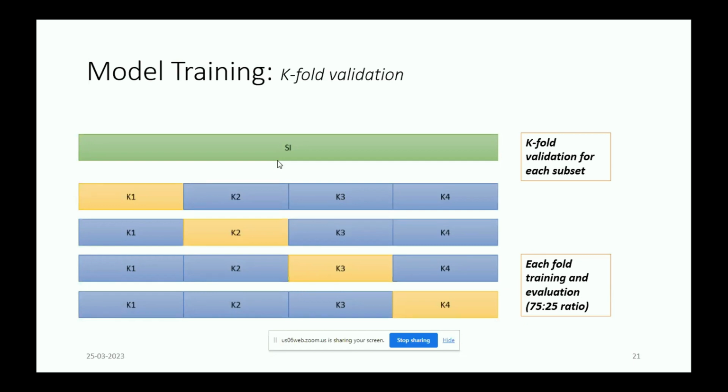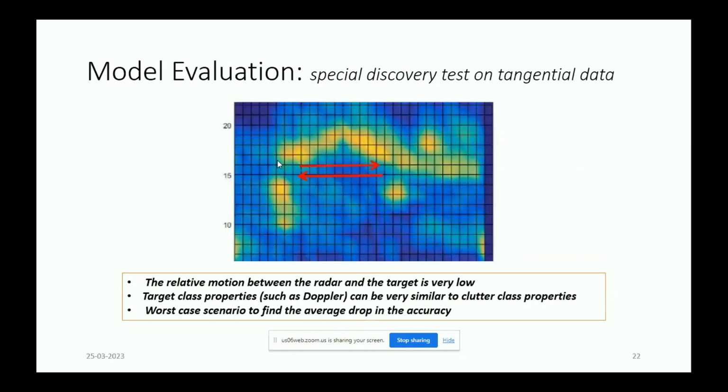Also, we did a special discovery test on the tangential data, where we want to find out the limitation of our model, which was expected, because when the target is moving tangentially with respect to the radar, its properties become similar to the clutter, which is static in nature, because the relative motion between the radar and the target will be very slow. From this data, we intended to find out how much accuracy drop there is for each of the models.